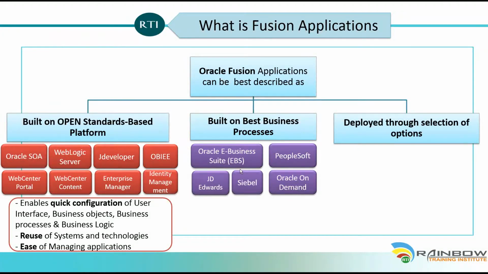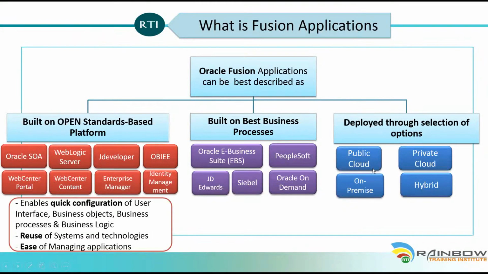That is one advantage. Another advantage is that there are a varied number of deployment options. So what do you mean by that? Typically, you can deploy the Fusion applications in the public cloud. I will talk in detail about what is public cloud, what is private cloud, what is on-premise, what is hybrid. But basically, you can deploy it in the public cloud, which is a shared data center, because multiple clients can share the same application. That is called a public cloud. I will talk about that in detail.